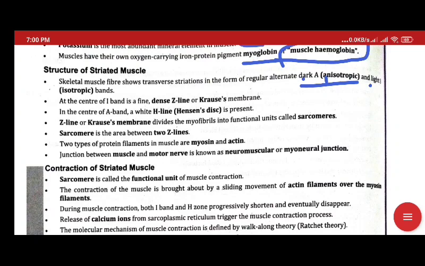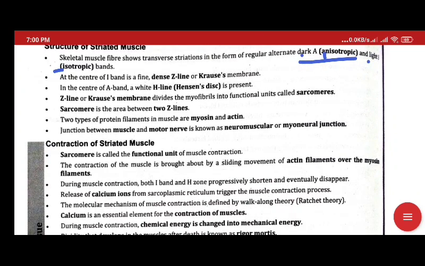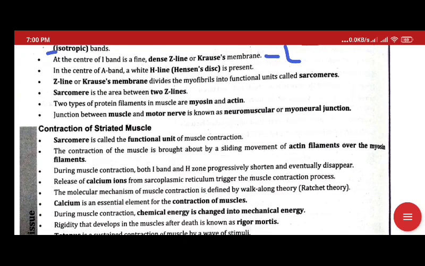L I second is I and first is I. Here isotropic band. Now Z is the final line of I band, means light band. This is from the light band, means Z line leads. Light band I is Z and A band is H. It's called H line or Hensen disc.